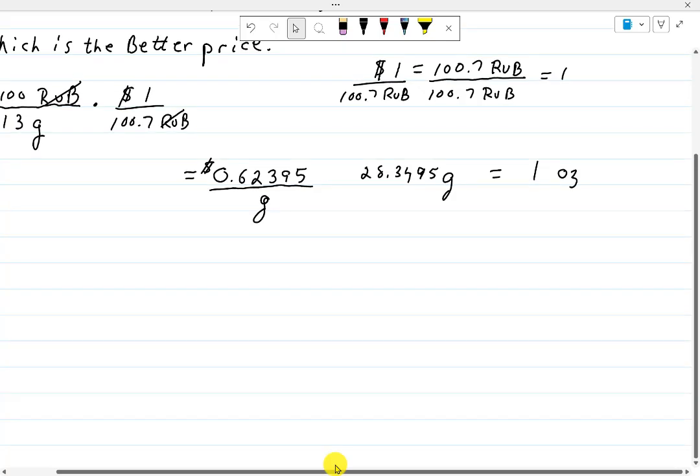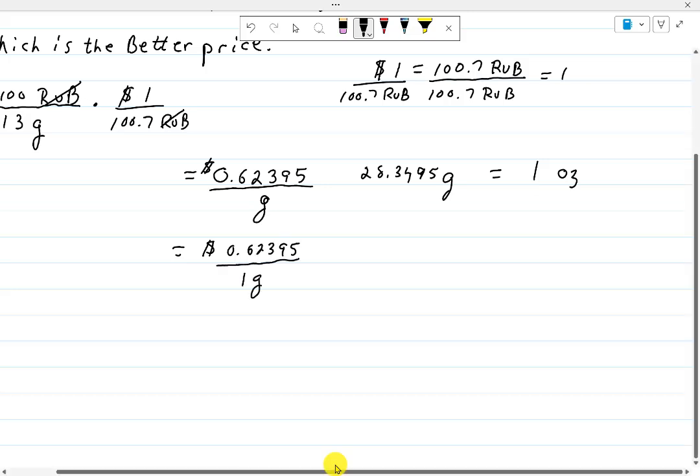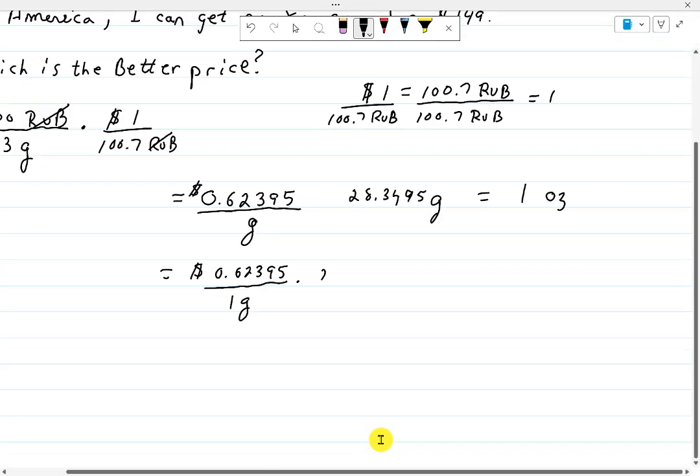So what I'm going to take is this information, my 0.62395 dollars divided by 1 gram. I'm going to multiply it. Now, once again, I want the grams to be on top, so I'll put 28.3495 grams up there and divide it by 1 ounce. That way these grams cancel, and let me see how much I've got in terms of per ounce.